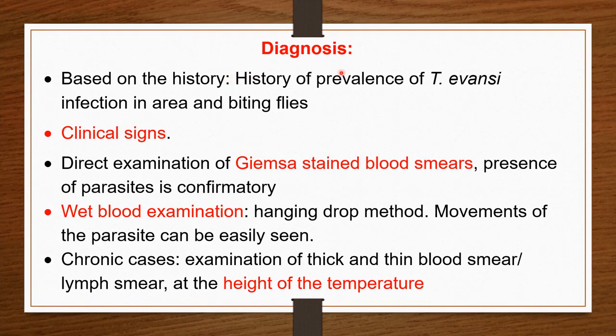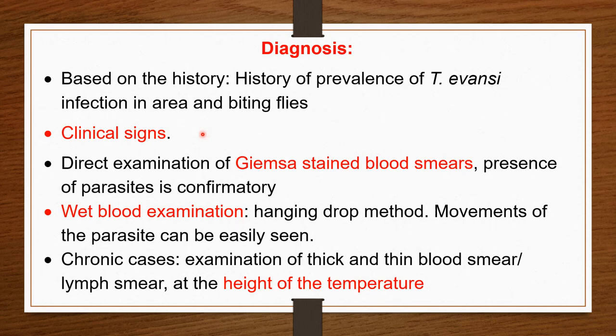Diagnosis is based on history. Here, the history of the presence or prevalence of Trypanosoma evansi infection in an area, and the presence of biting flies in the area. The diagnosis is also based on characteristic clinical signs. We have already seen the clinical signs in previous slides.